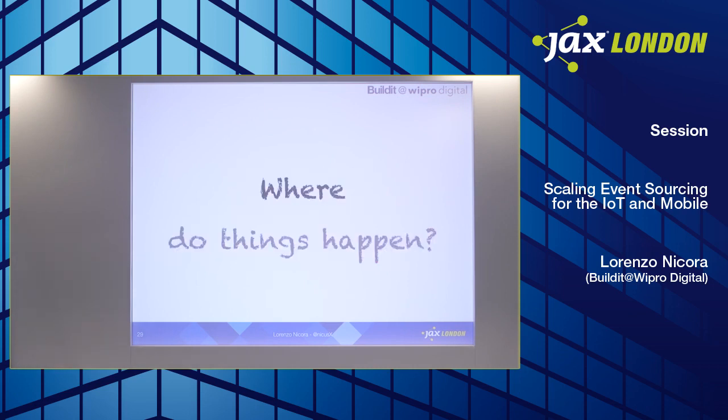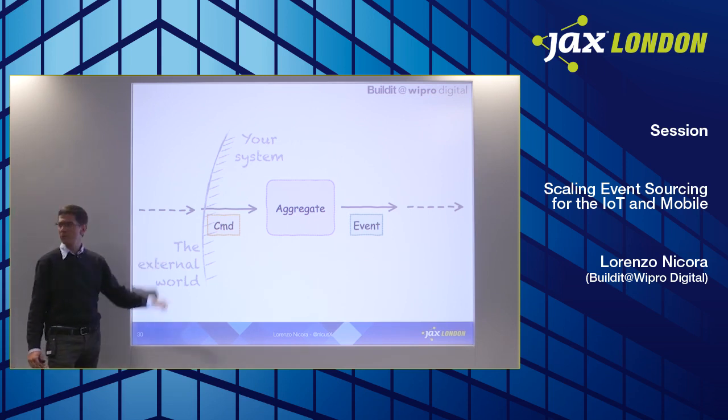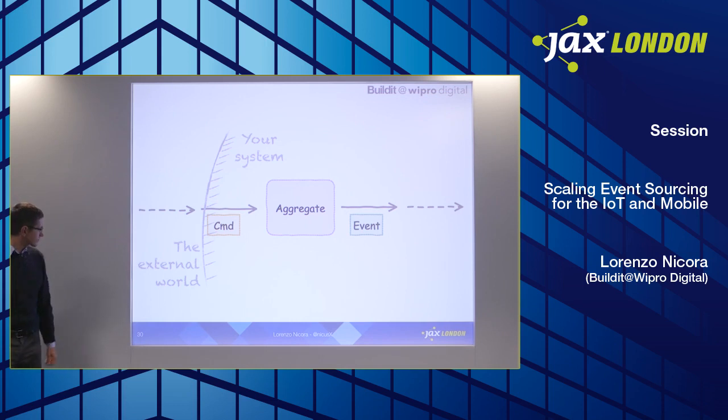But let's ask one question. Where do these things happen? In the model we described, with the aggregate transforming commands coming from the external world into events, these things happen inside our system and not in the external world.